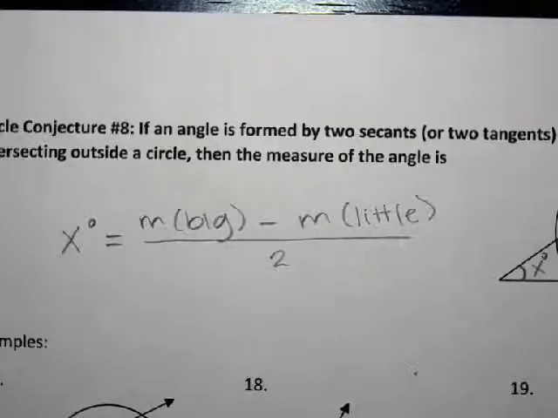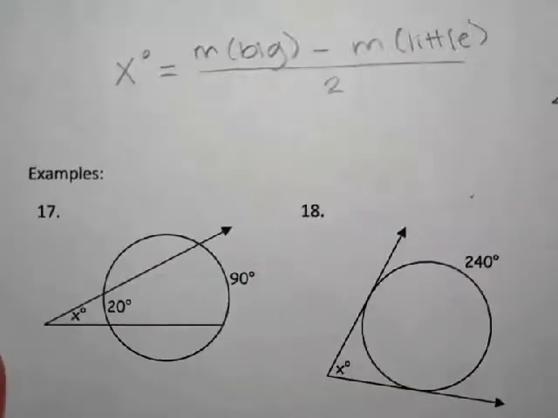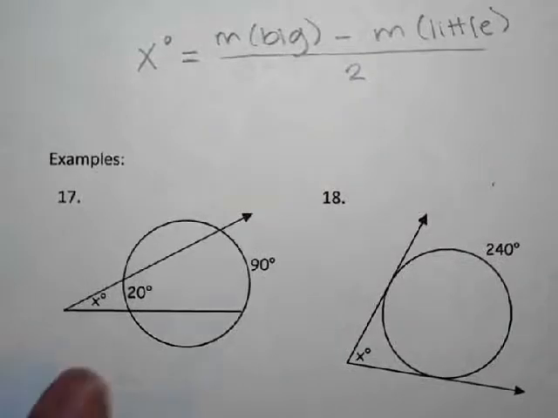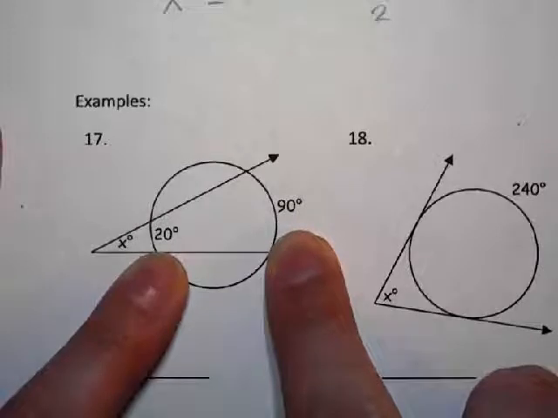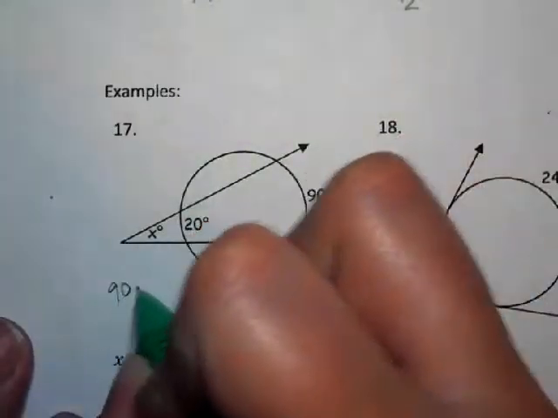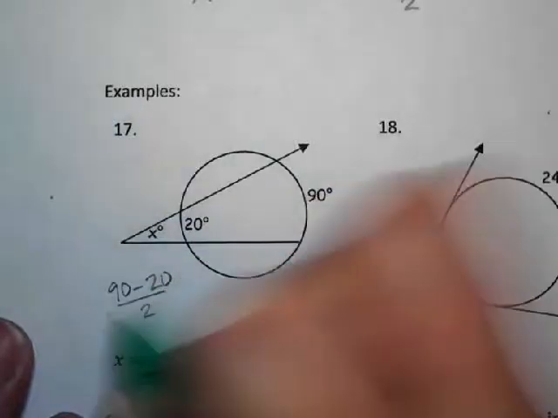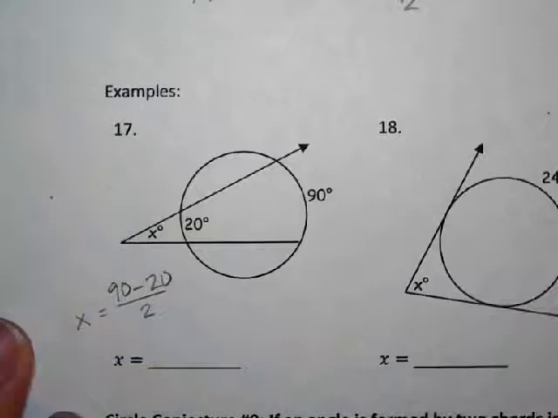All right. So here are the examples. Big arc minus little arc divided by 2. That's all we've got to do. So what is x? It's 35. 90 minus 20 divided by 2. That's all we've got to do. So we do big arc minus little arc divided by 2, and that equals x. Okay? So we can type that in. We can make it look exactly the same as what it looks like on the paper right now. 35.